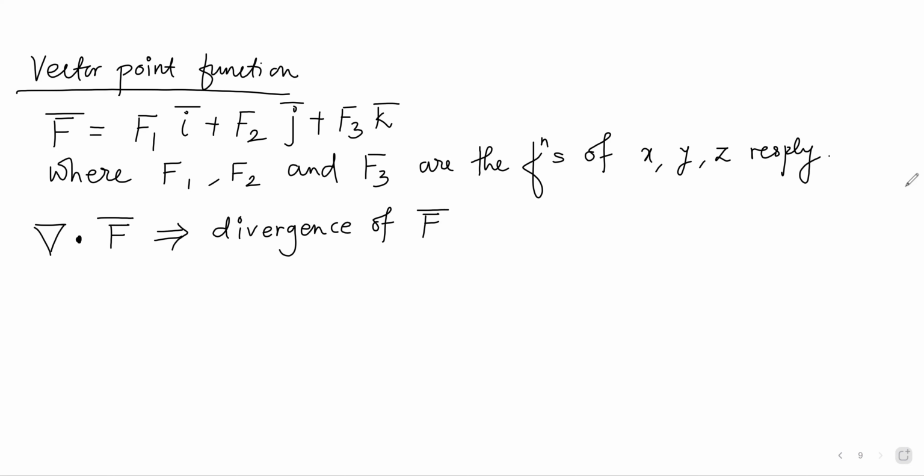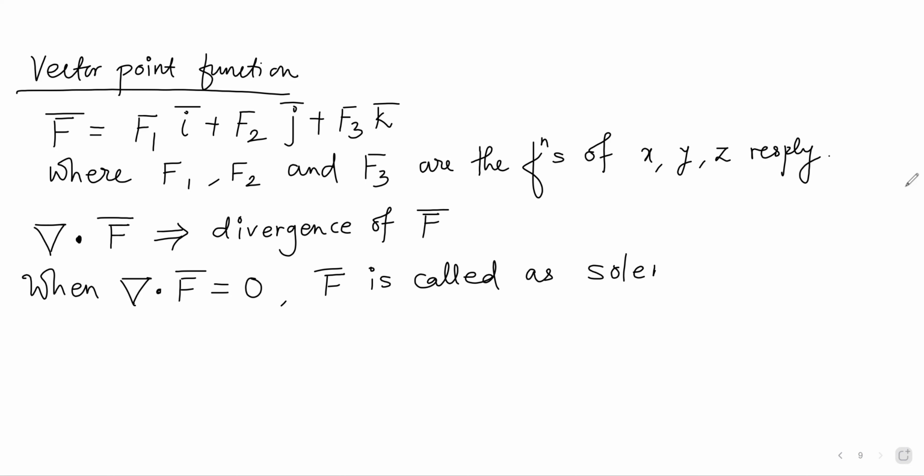Divergence of f bar. What will be this now? So when this del dot f bar is 0, f bar is called solenoidal. Okay, please remember this. This is very important. When this del dot f bar is 0, f bar is called solenoidal.